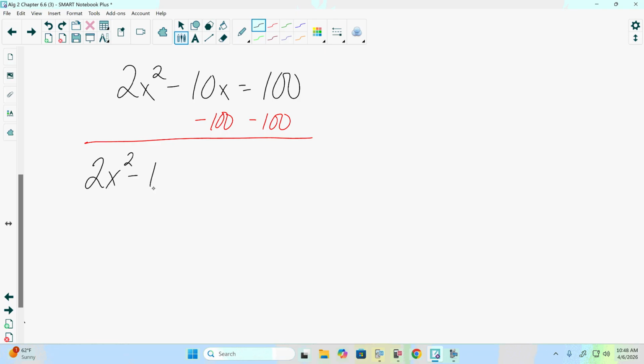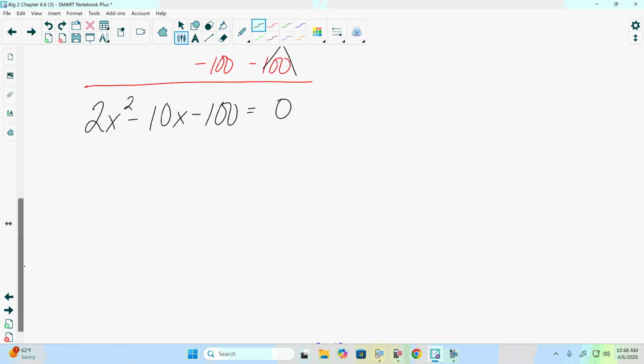2x squared minus 10x minus 100 is equal to 0. No like terms, so we just move it over to the other side. Questions on any of these here?